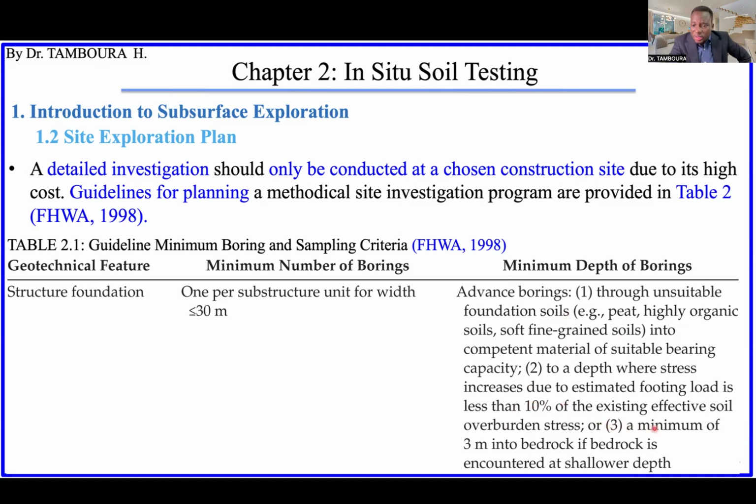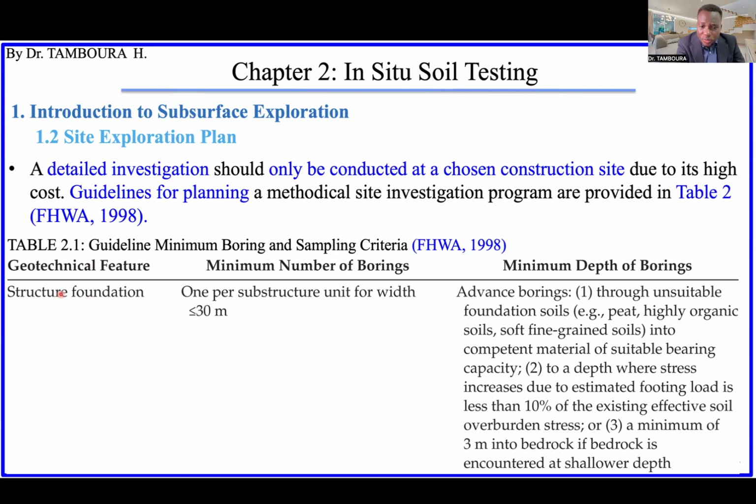Number 3 is a minimum of 3 meters into bedrock if bedrock is at shallower depths. I think that one is easy to understand. If you have bedrock near the ground surface, you need to dig at least 3 meters into this bedrock. Even if you have bedrock, the rock maybe has some cracks or is weathered rock, something like that. So you still need to go at least 3 meters to check this. Okay, so this is for the structure foundation.